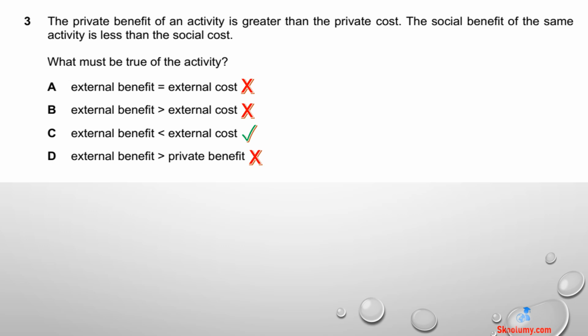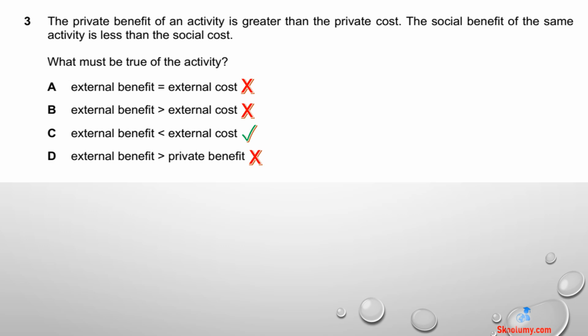The private benefit of an activity is greater than the private cost. The social benefit of the same activity is less than the social cost. What must be true of the activity? The correct option is C. External benefit is less than external cost.